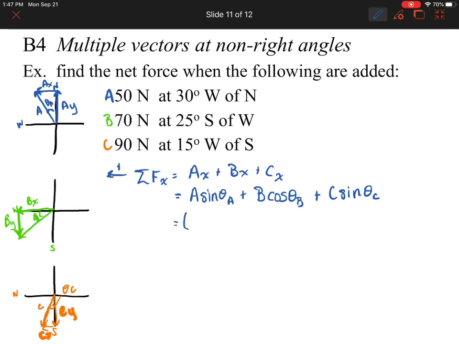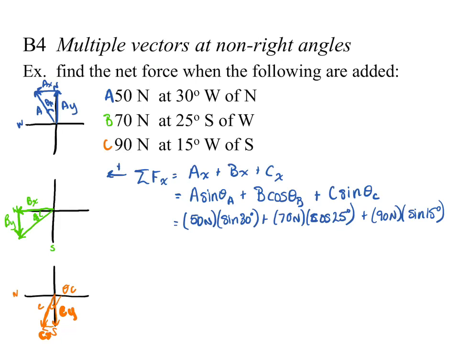Okay, and then I plugged those in, so A was 50 newtons times sine of 30. B was 70 newtons times cosine of 25. And C was 90 newtons times sine of 15 degrees. There we go. Just another little reminder, plugging this into your calculator, put brackets around each thing that you're multiplying, and then put addition in between so your calculator knows to do all the multiplying first and then all the adding. It might know that already. Sometimes calculators know stuff and sometimes they don't, but just be careful.